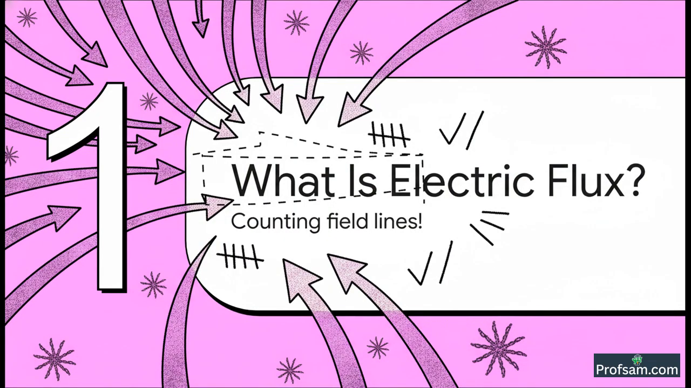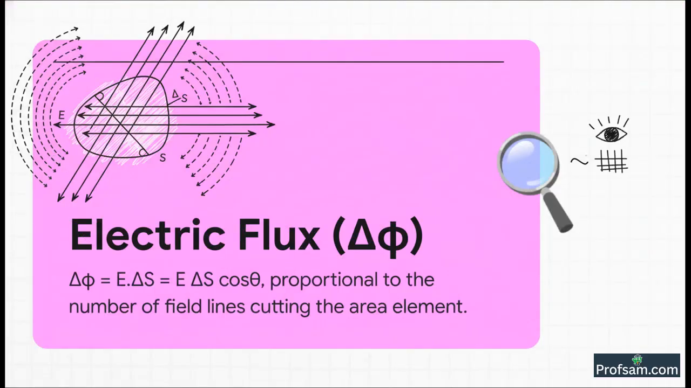What is electric flux? At its heart, it's simply a way to measure, or to count, the number of electric field lines that are passing through a given area. Now, for your exams, the exact NCERT definition is very important. Let's look at the slide. Electric flux, which we write as delta phi, through a small area element, delta S, is defined by the formula delta phi equals E dot delta S. Remember your dot products from vectors? This expands to E times delta S times cos theta. And this whole value is proportional to the number of field lines cutting that area.